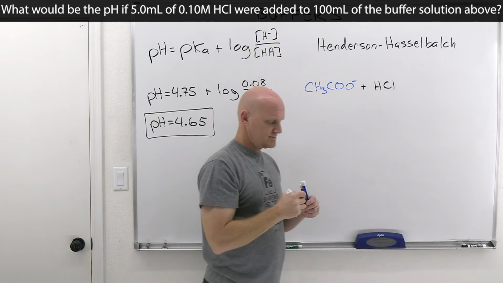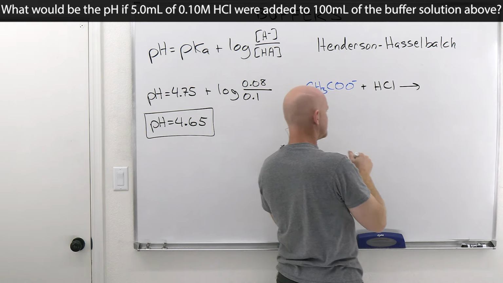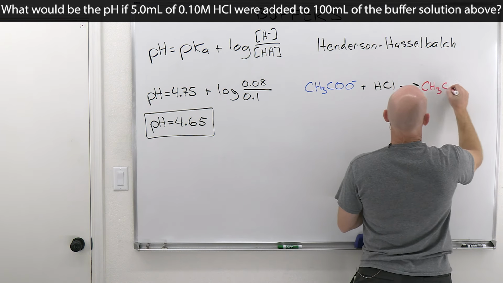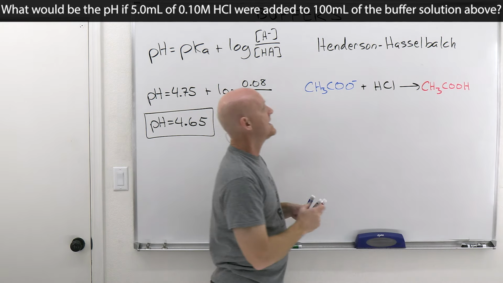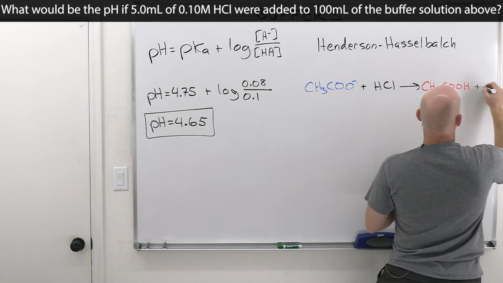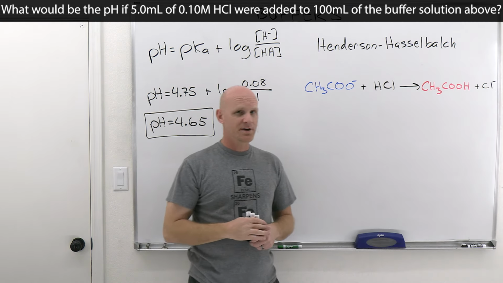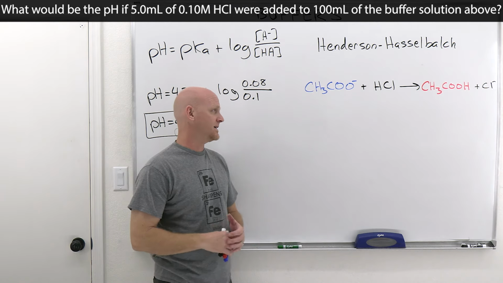by the HCl. And when it gets neutralized by that HCl, the HCl donates its H+, and you're going to create some of the conjugate acid, that acetic acid. And then you'll create some chloride, which is a negligible conjugate base, being the conjugate base of a strong acid, won't affect the pH, and we'll ignore it entirely.